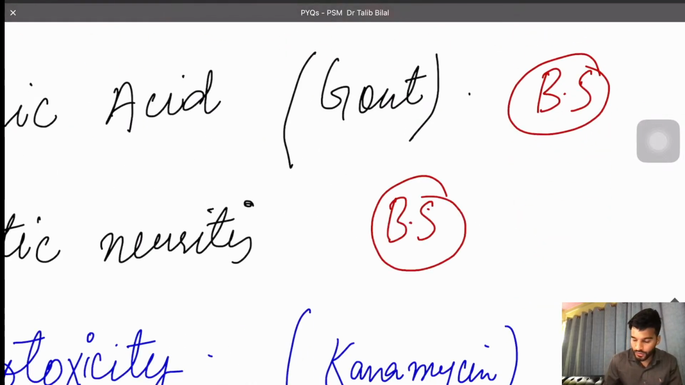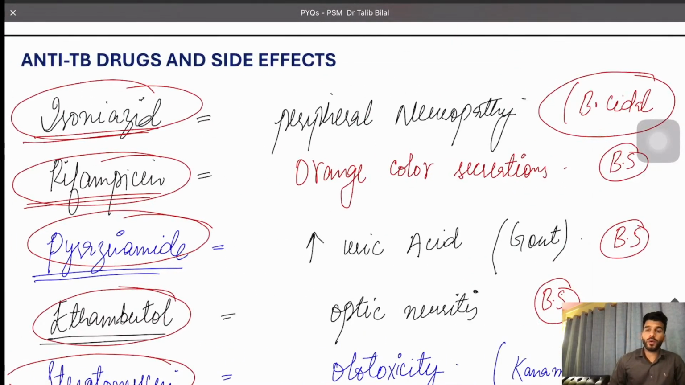Okay, this is again the question. All of these drugs are bacteriostatic except isoniazid. What is bacteriostatic? That will stop the growth of the bacteria. What is bactericidal? That will kill the bacteria.